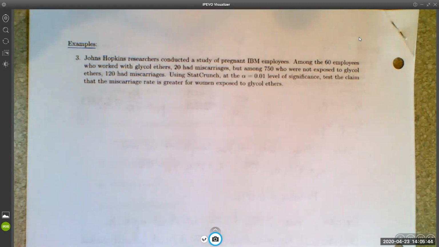That's still a lot. Using StatCrunch at the 0.01 level of significance, test the claim that the miscarriage rate is greater for women exposed to glycol ethers. Man, if this is true, this is bad news for IBM, right? It means they have a lawsuit on their hands, I would guess. But anyway, go ahead and pause the video, see if you can work this one out. Okay, here's my solution.